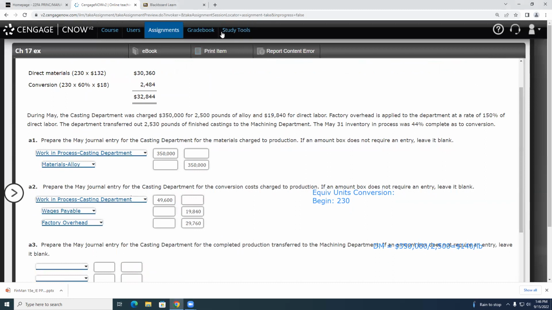So 230 units, we had 40% of the work left to complete. 40% of 230 is equivalent to 92 whole units. We then had the units that were started and completed. Well, we had 2,530 pounds that were transferred out. 230 of those were from the beginning inventory. So how many were from the started and completed?